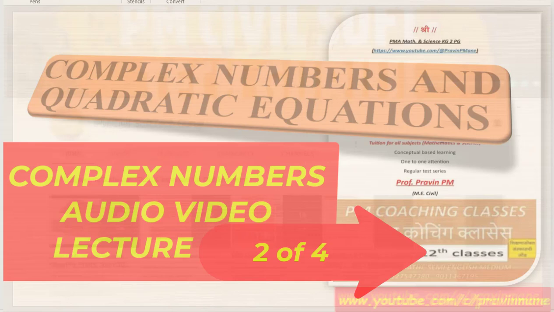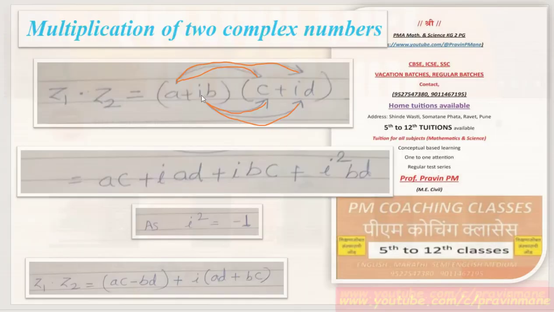Already we have studied what is meant by a complex number and how we say that these numbers are complex numbers. So let a plus ib be the first complex number z1 and c plus id be the second complex number denoted by z2. Now we need to calculate z1 multiplied by z2. So a plus ib multiplied by c plus id.